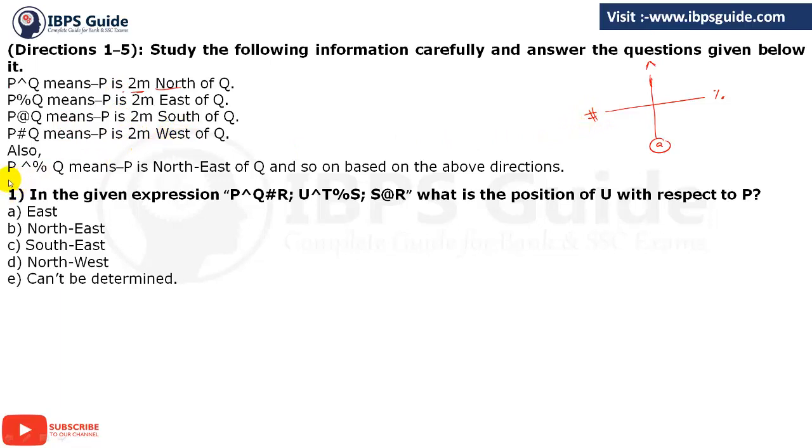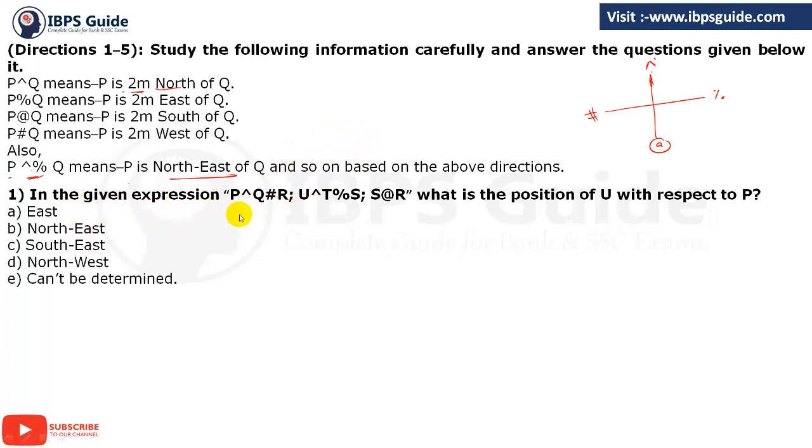Now P power percentage, that is power and percentage, actually means P is in the northeast, that is north and east. Same as, power and hash means northwest, hash and at the rate means southwest, and at the rate percentage means southeast. Clear? So these are the basic directions we have for the coded questions. Now let's see the first question.